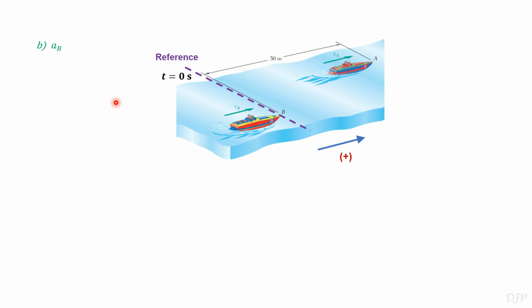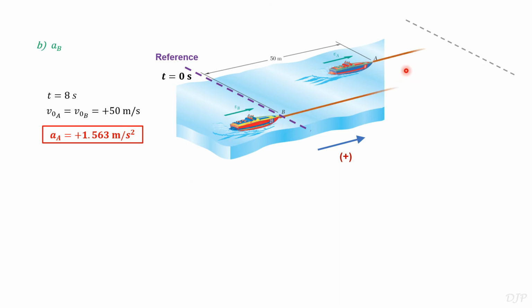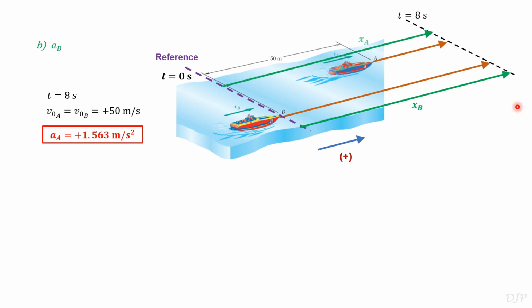Next, let us now solve the value of acceleration of boat B. Let's take note of the known values including the obtained value of acceleration of boat A. In order to solve for the acceleration of boat B, we must consider the situation in which boat B is able to catch up with boat A at time equal to 8 seconds. This means that by using our reference, the final positions of both B and A must be equal.